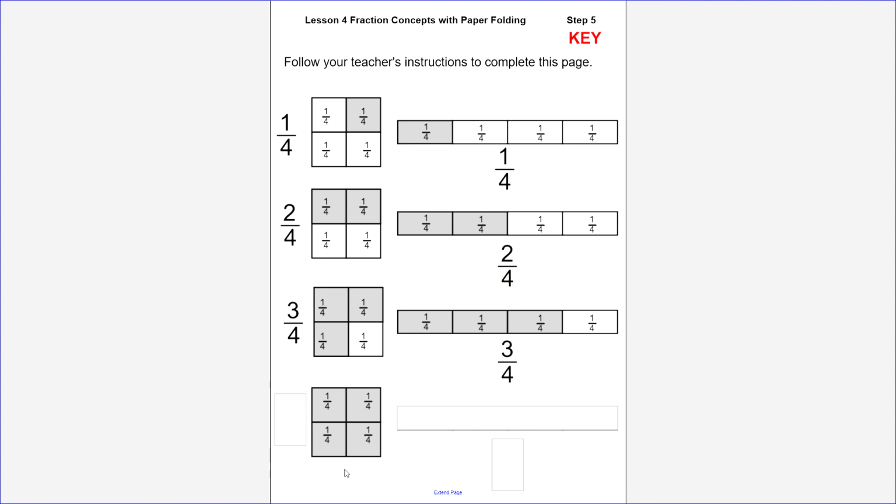Finally, look at this last shape down here. What fraction is this representing? You're right, this is representing 4/4. And I'm going to again partition this rectangle into 4 equal-sized parts. How many of them would I need to shade to show 4/4? Yes, I would shade all 4 parts to represent 4/4.